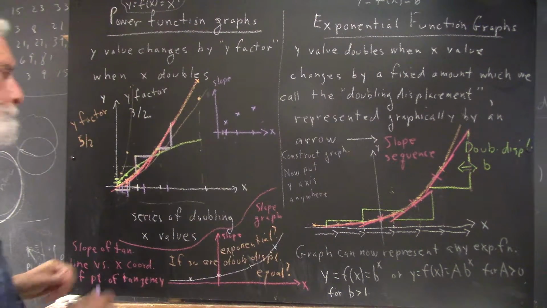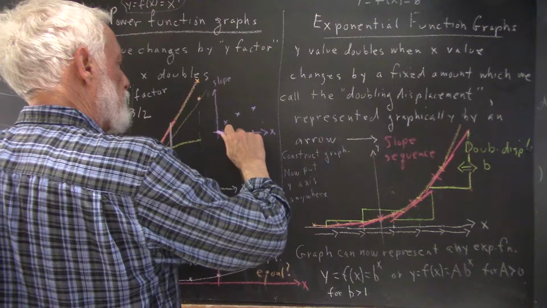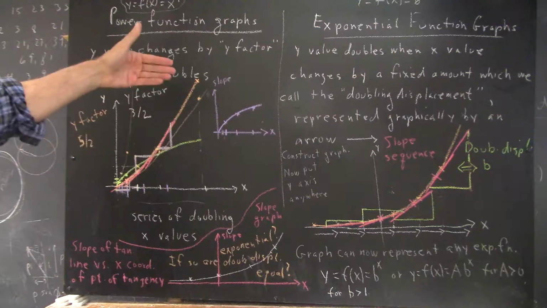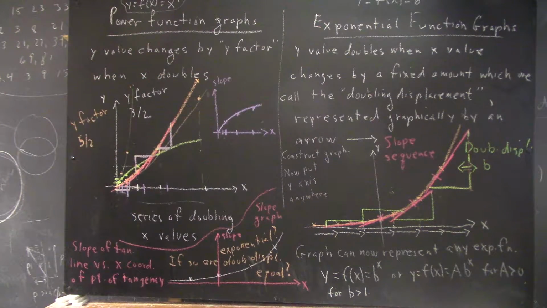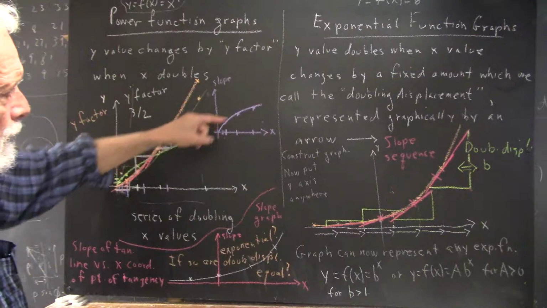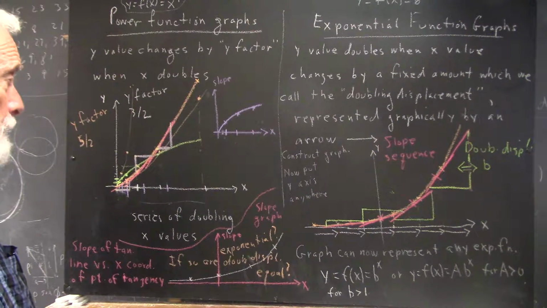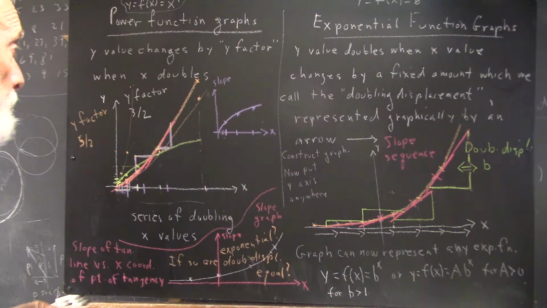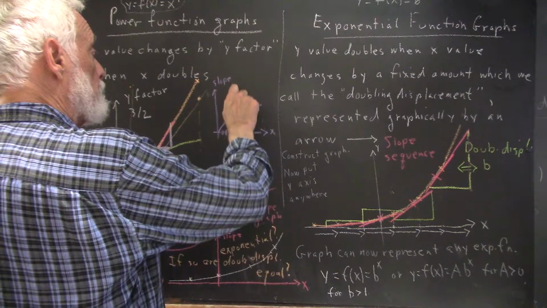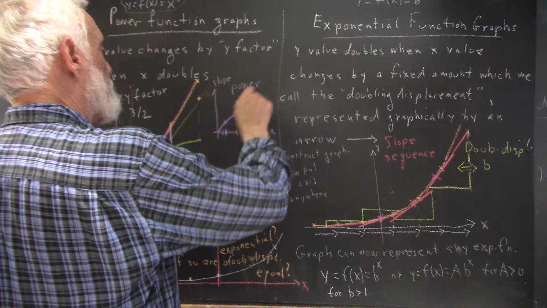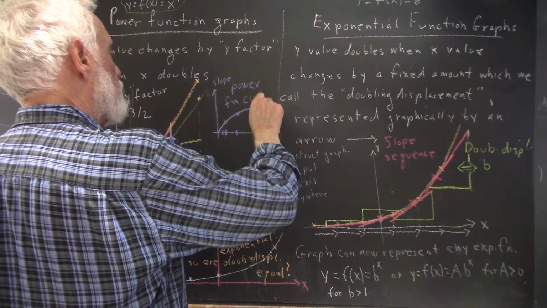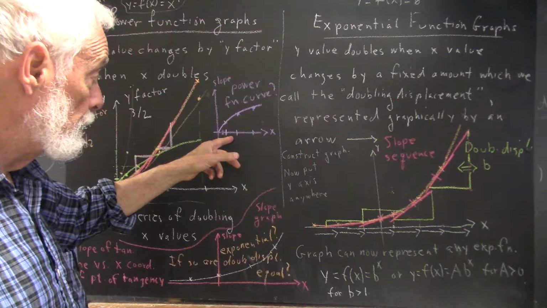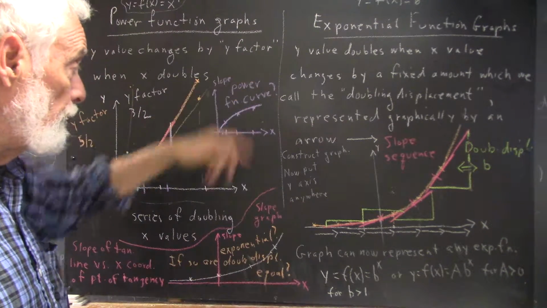And what I see is, even using the crude methods I did to approximate this graph, we appear to have a curve that looks like this. Now my question is, is this a power function curve? Now if it is, then doubling an x value should result in the same y factor.